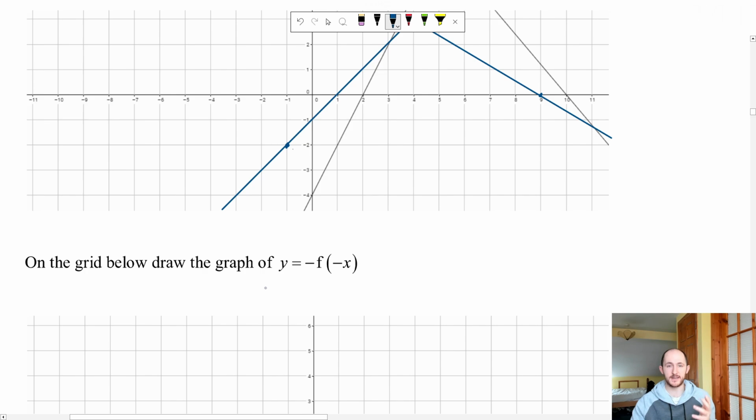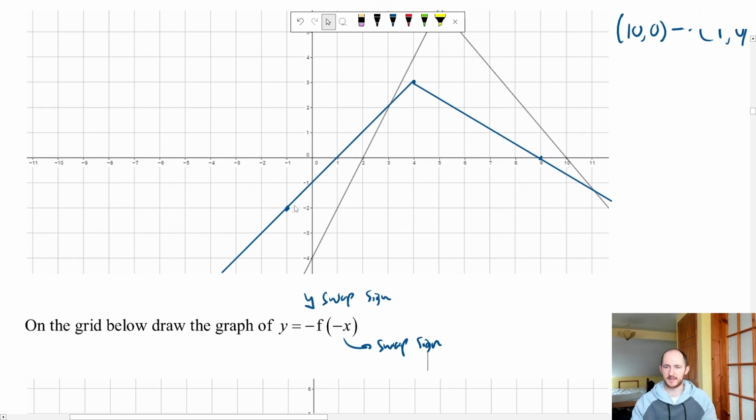Minus f of minus x, what does it do? Well, literally all it does is it makes the y values swap sign and the x values swap sign. So what does it actually mean? Well, technically speaking, we're timesing y by -1. So if it's positive, it becomes negative. If it's negative, it becomes positive. And here we're dividing x by -1. Yet again, if it's positive, it becomes negative. Negative becomes positive. It's the same thing.